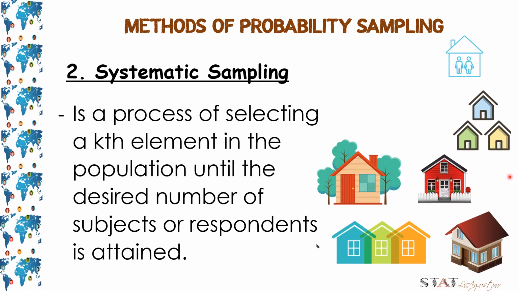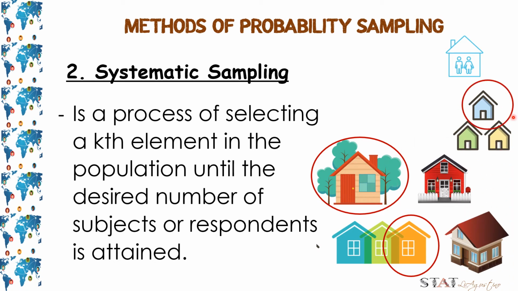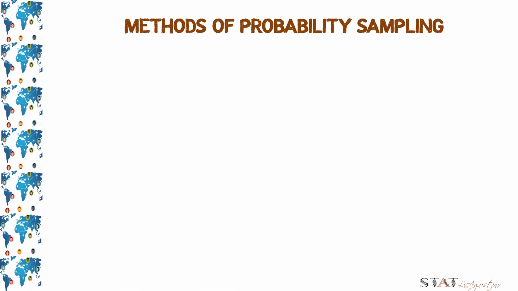So for example, in this problem, every third house, I will interview them for some questions. So first, second, and then third, I will select this house. And then 1, 2, 3, I will select the next house or the family here. And then the third, 1, 2, 3, I will select this house, and so on. So that's systematic sampling.